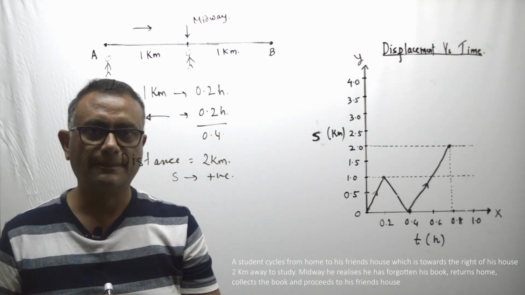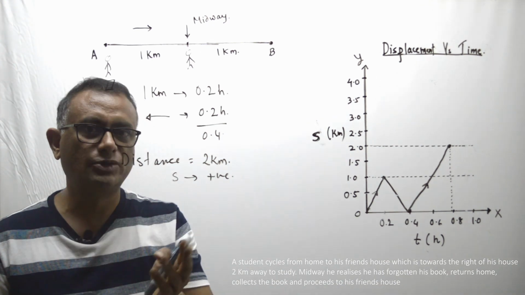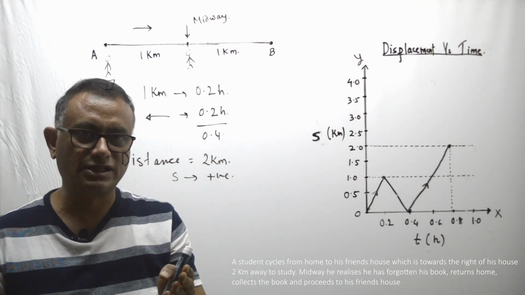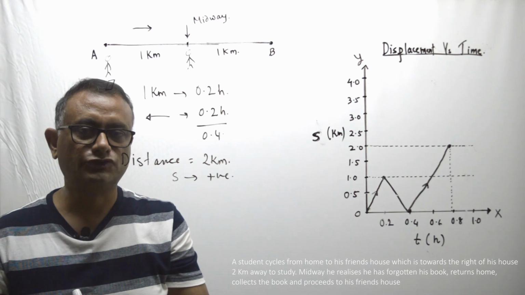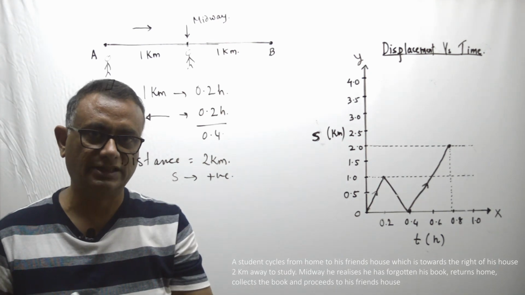Okay. I hope you have understood the distinction between distance time graph and displacement time graph through this. Please practice a few more numericals until you get the perfection. See you.